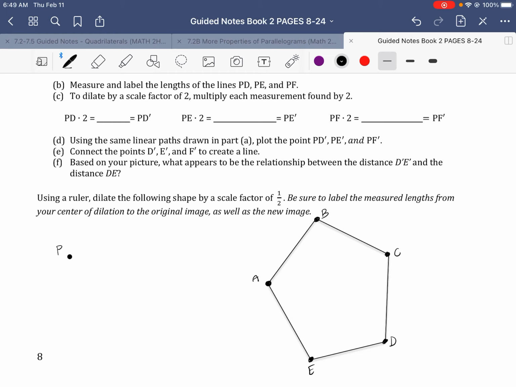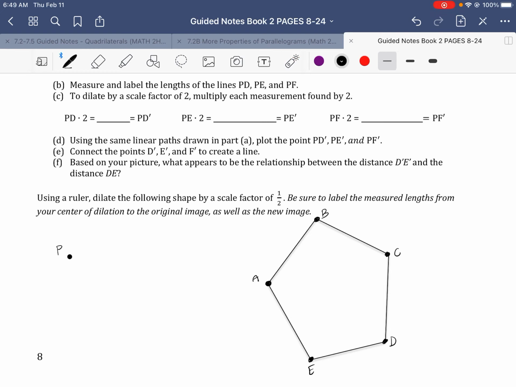Then over here, I'm going to call this point P. We could have different centers of dilation. The center of dilation could be over here. The center of dilation could be point A. The center of dilation could be a point maybe right here in the middle of the polygon. So the center of dilation can be anywhere. We just need to make sure that we've defined where that's going to be.